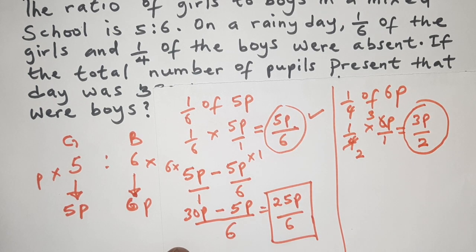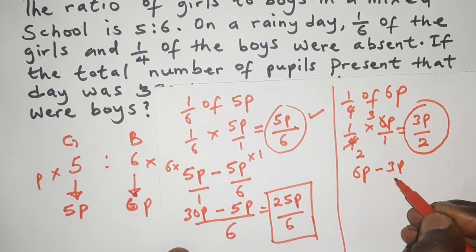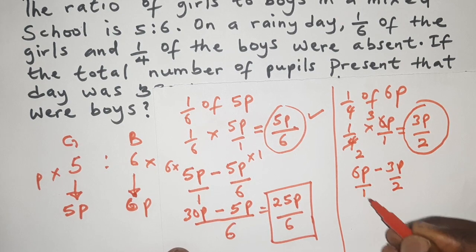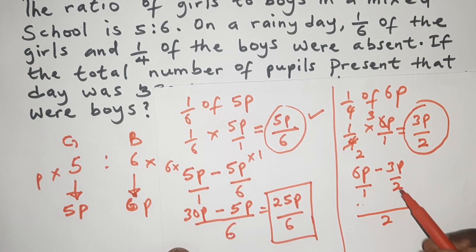Now let's find the number of boys that will now be remaining in the class. That means I have to remove this one from the original value of the number of boys, which is 6p. So I'll just say 6p minus 3p over 2. I can put this 1 over 1. Then I'll find the LCM of the denominators, which is 2.